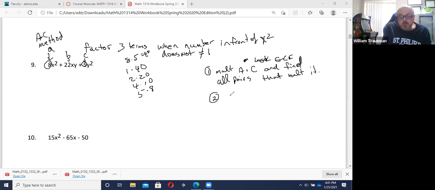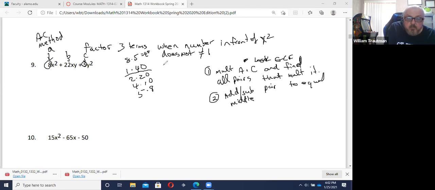Step 2, add or subtract a pair to equal the middle term. Kind of like what we did before. Does everybody see where it equals the middle term right here? If it lets me write it, a plus 2 and a plus 20 equals 22.